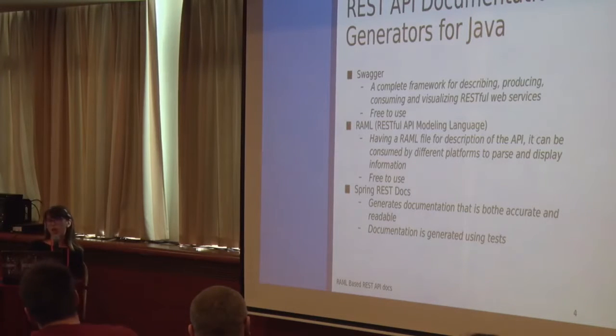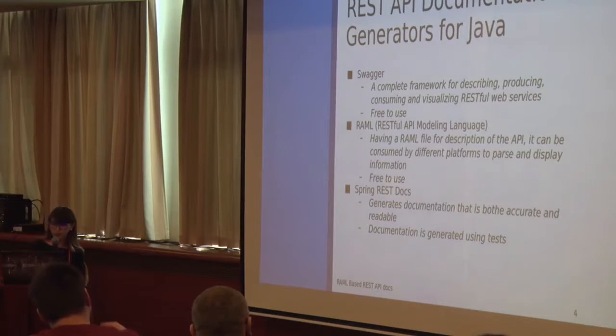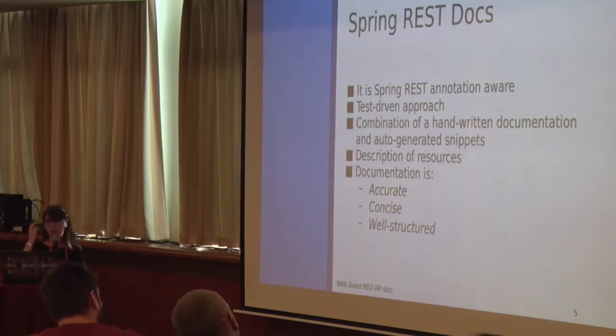Why? Because Spring REST Docs has a TDD approach. So you cannot get the documentation if you do not have a test. So it basically forces you to write tests for your services, and then if a test fails, you won't have a documentation. And if you won't have a documentation, you won't have a release. So it will just force you to maintain your documentation, and it will generate documentation that is both accurate and readable.